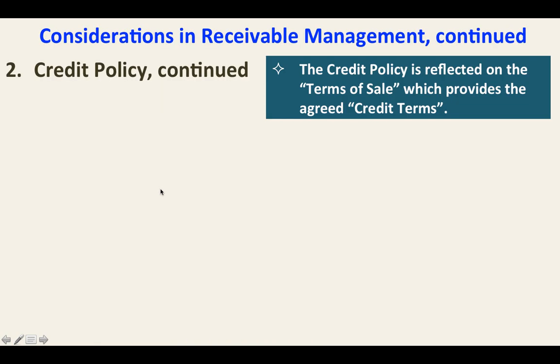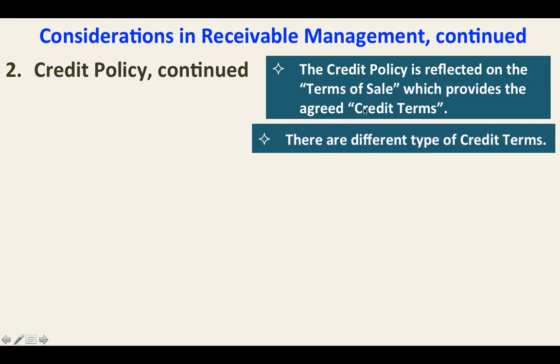Okay, let's move on. The credit policy is reflected in the terms of sale. So actually, the trade discount we discussed is outside the terms of sale, no? It is outside because it is an outright reduction. Then we make a credit policy, and in the credit policy we consider the terms of sales, which provide the agreed credit terms.